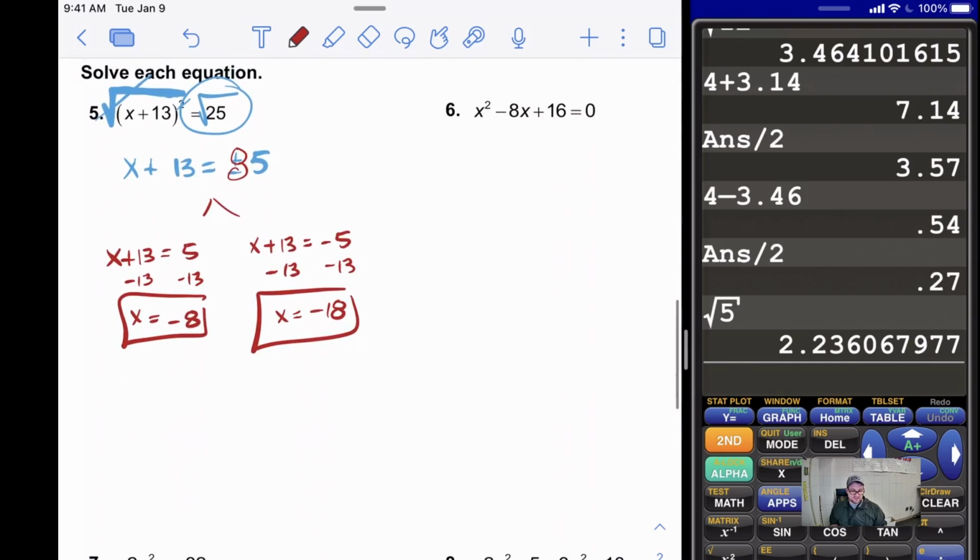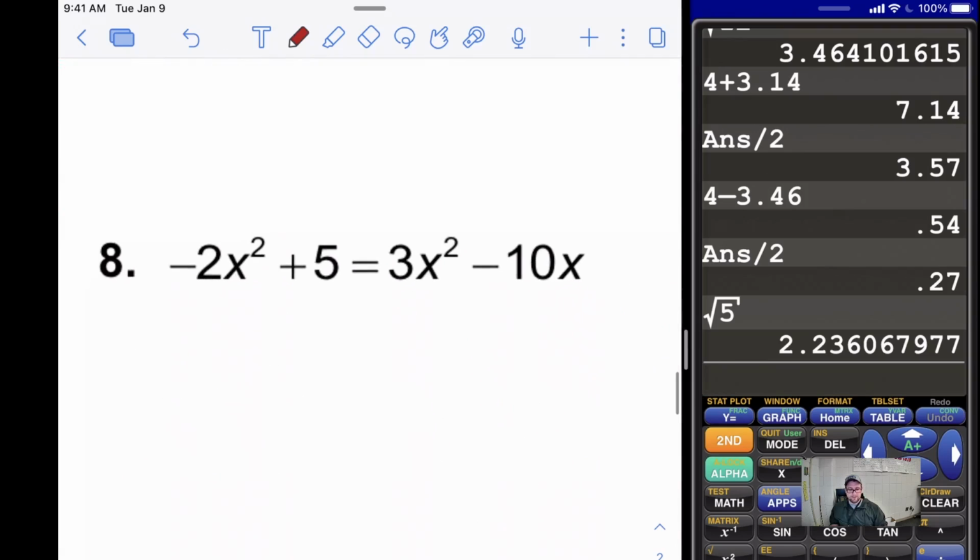Now, 6 and 7, I think you can handle based off of what we've already done. Number 8 does look confusing. So here would be my advice to you. If you ever encounter a problem that looks like this, get everything onto the same side. Normally, you try to bring everything over to the side that has more x squareds. So 3 is more than -2, so I'm going to move all of this stuff over to the other side. Now, here's how we do that.